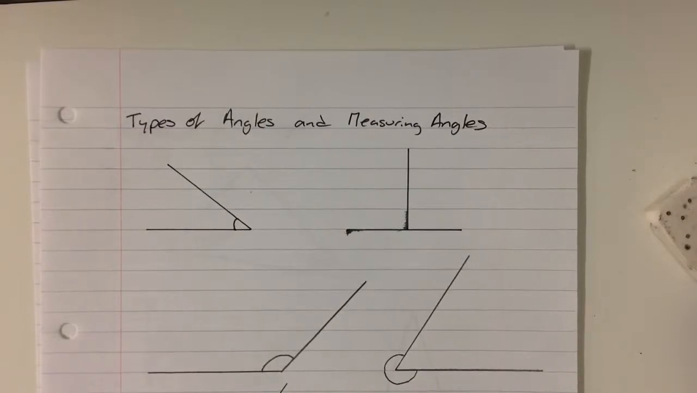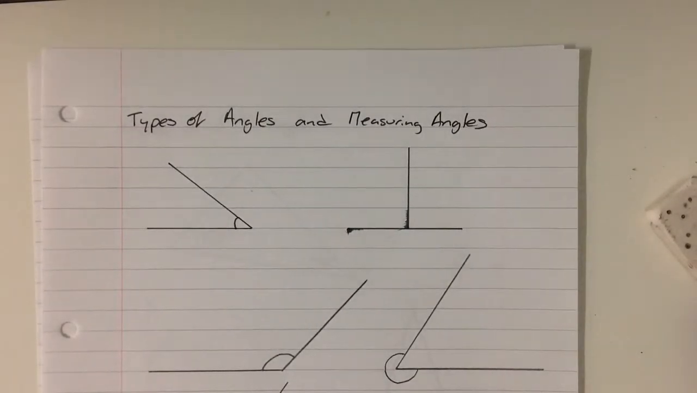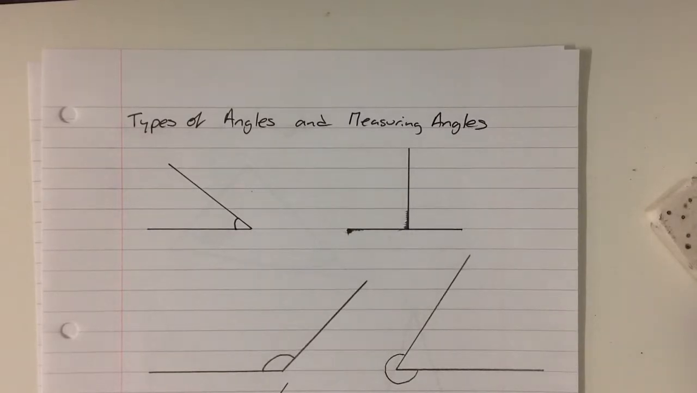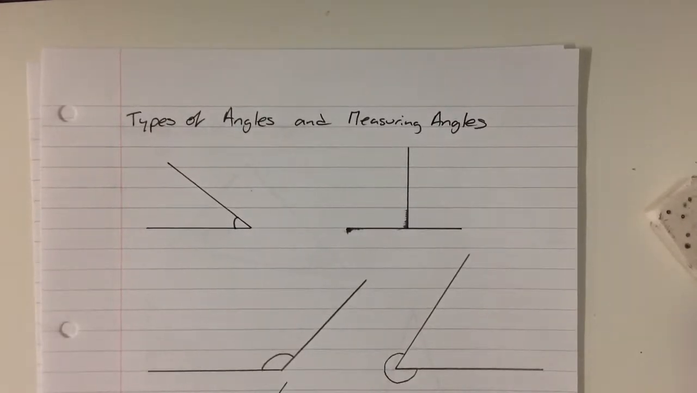It's going to be a tutorial on angles. We're going to start out by looking at different types of angles and measuring angles. I've got four types of angles that we've drawn on the paper here. I'm going to talk you through what they are.